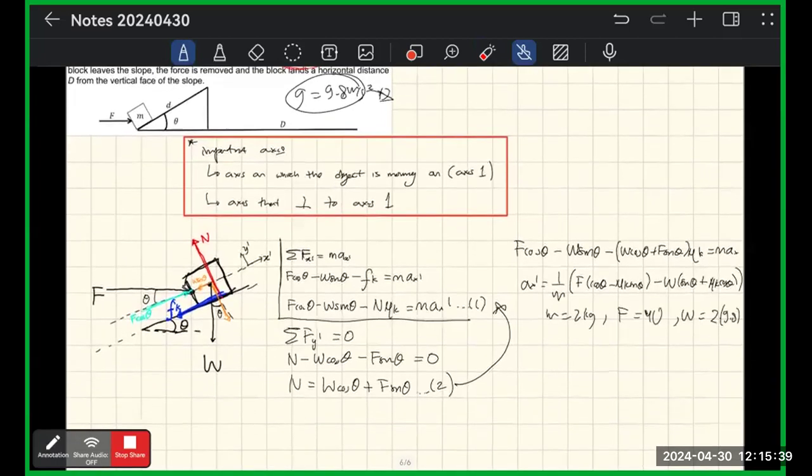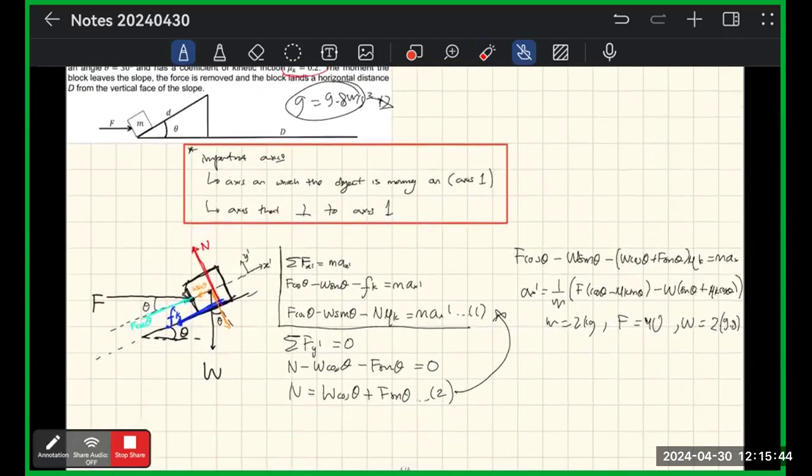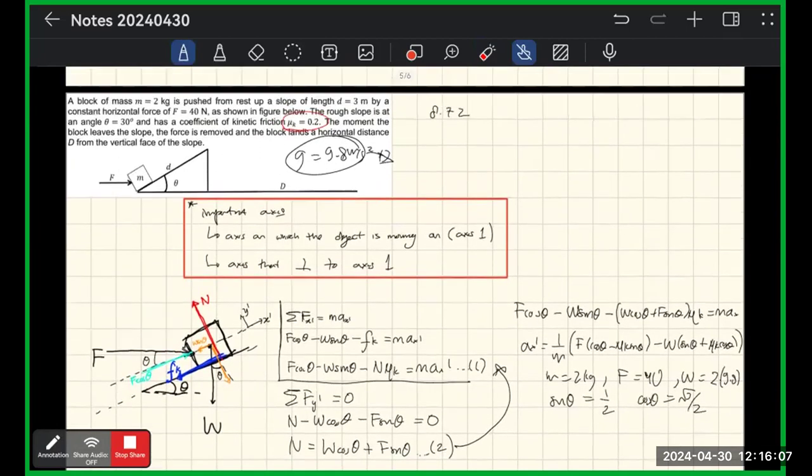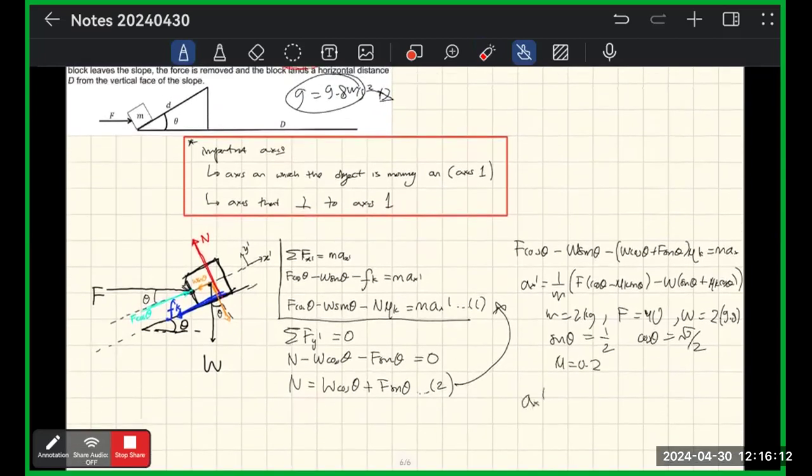And then theta is 30 degrees, so sine theta equals a half, cos theta equals square root of 3 over 2. So I'll just plug this into my calculator first. It's 1 over 2 times t times cos t negative. The mu is 0.2. So ax prime, I'll try to find x prime.